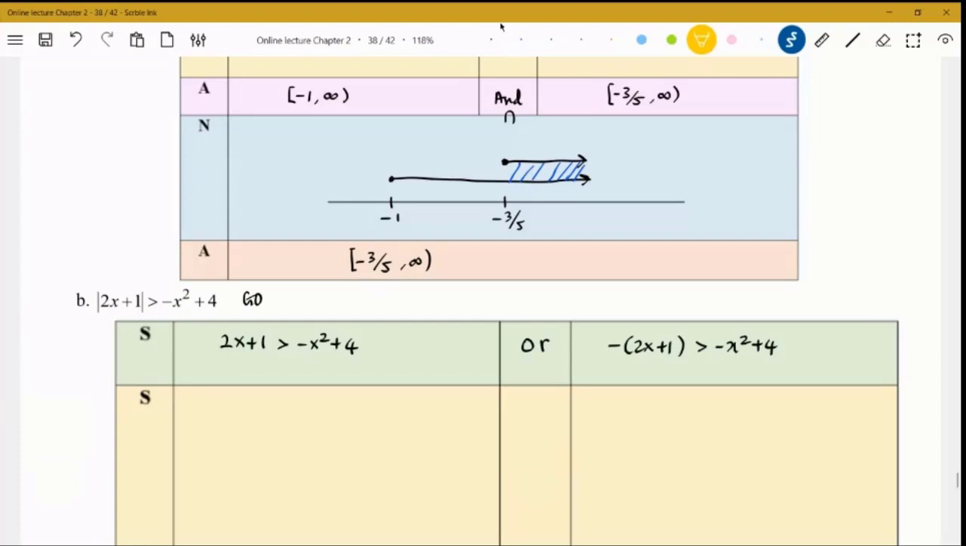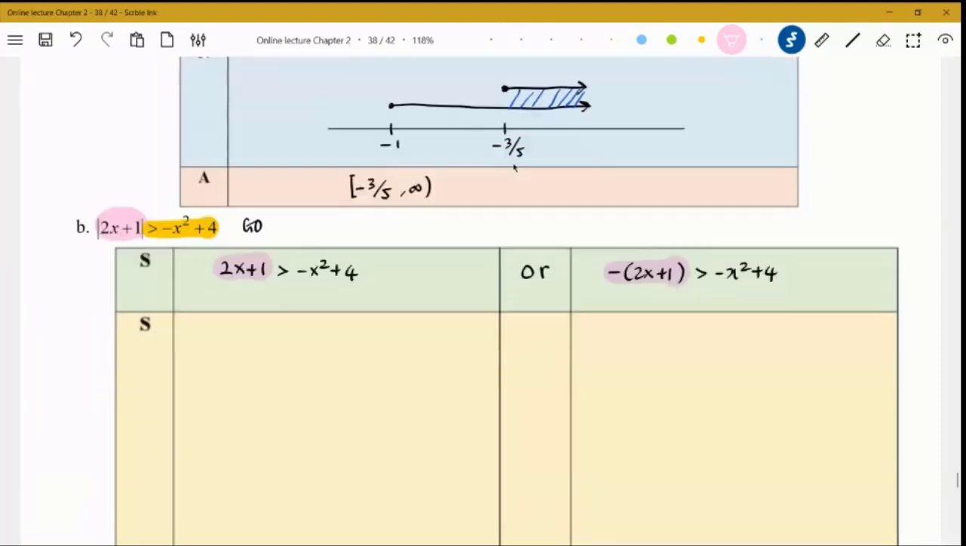So yang ini tak berubah. Yang berubah hanyalah pada modulus sahaja. Either it positive ataupun negative. So kamu tak perlu ingat. Kamu kena tahu yang dia adalah positif ataupun negatif saja. So selepas tu baru kita simplify. Okay, so we have it 2x plus 1 plus x square minus 4 greater than 0. So we can have positive x square plus 2x minus 3 greater than 0. So this one we can factorize to be x plus 3, x minus 1 greater than 0.